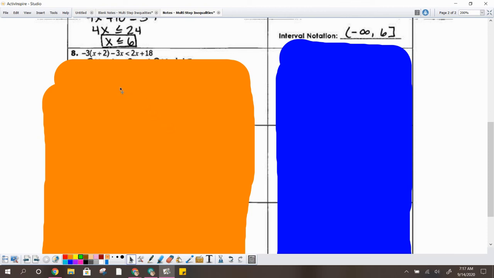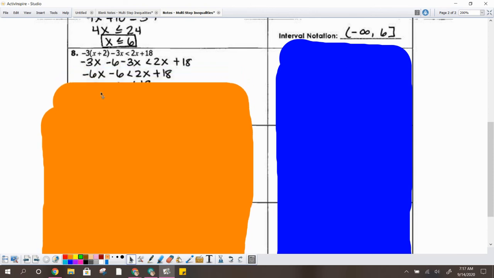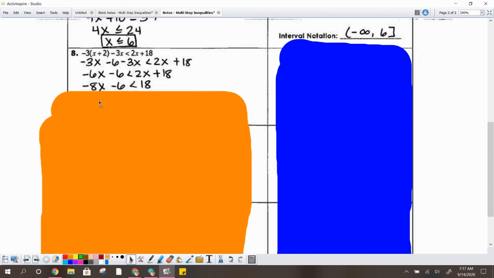All right, so for number 8, step 1 is to distribute. So we're distributing that -3 to both the x and the 2. And then you want to combine your like terms. And then you want to go ahead and move your x values. In this case, we're just going to move the 2x over to the left. It doesn't matter which side you pick. So in this case, we subtracted 2x from both sides, add 6 to both sides.